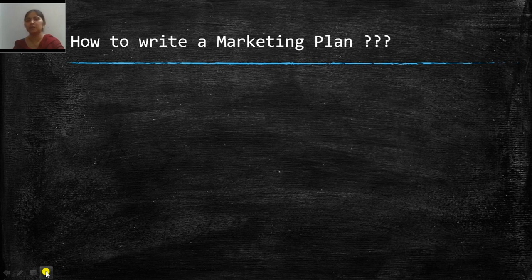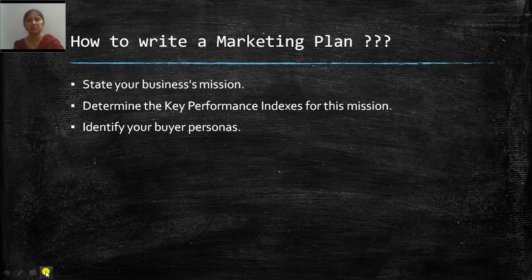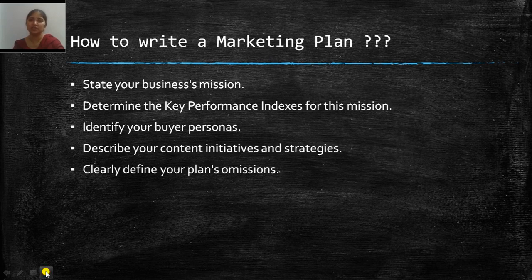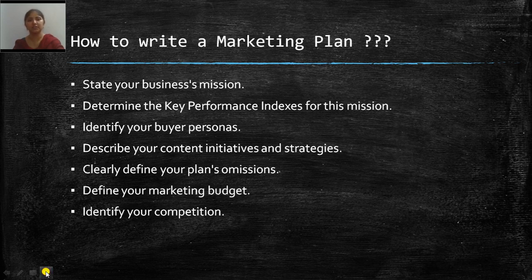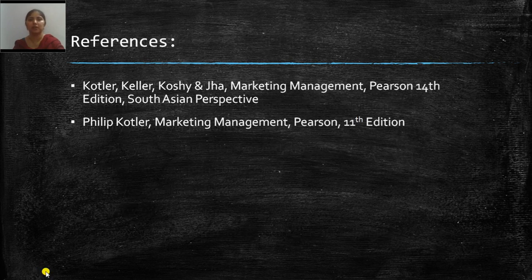Well, how to write a marketing plan? Whether you are starting an IPL match or a movie and you want to write a marketing plan for that, these are the basic steps to follow. State your business mission first, determine the key performance areas, identify your buyer persona. It differs. As far as the film industry is concerned, subject wise the buyer differs, the audience differs. Define that first. Describe your content initiatives. Clearly define your plans, omissions. Define your marketing effort and the budget. Identify your competition. And outline your plans, contributors and their responsibilities. That is it about the marketing plan.